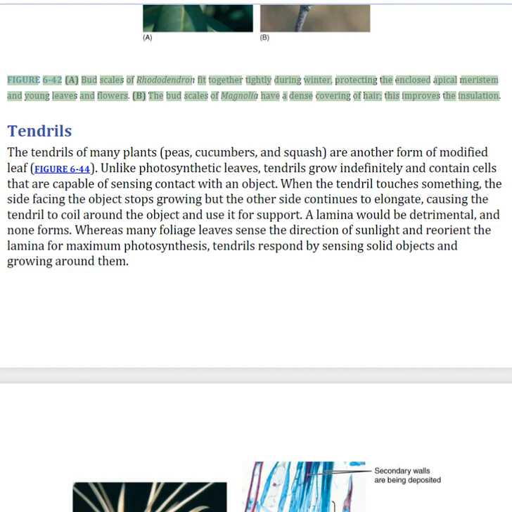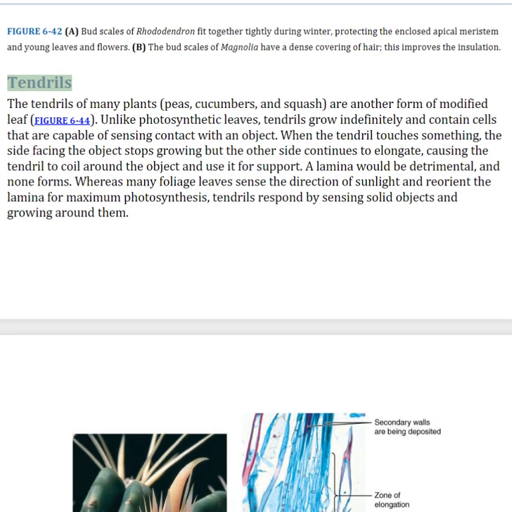Bud scales of rhododendron fit together tightly during winter, protecting the enclosed apical meristem and young leaves and flowers. The bud scales of magnolia have a dense covering of hair. This improves the insulation.